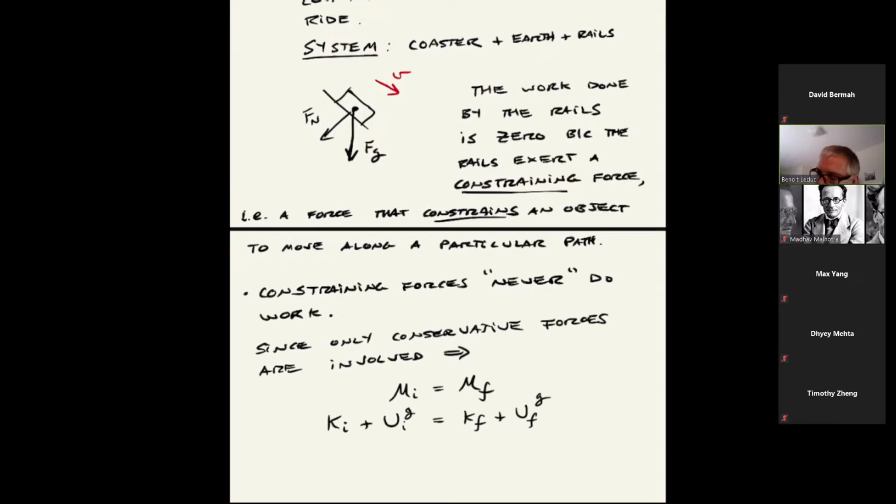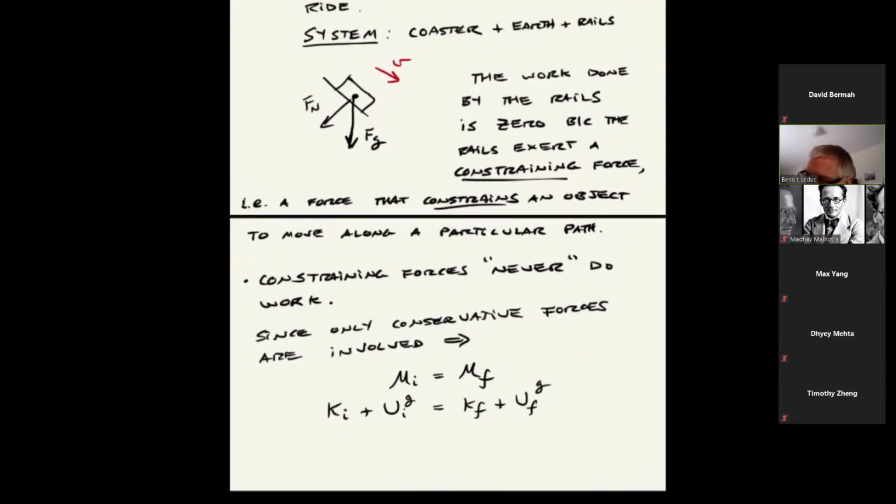But the key point is, if you want to use a potential energy, you have to put as part of the system everything that gives rise to this gravitational potential energy. So it's not only the coaster that has gravitational potential energy, but the coaster and the Earth. If you don't put the Earth in and you put only the coaster, then you cannot use potential energy. You'll have to fall back on the work energy theorem.